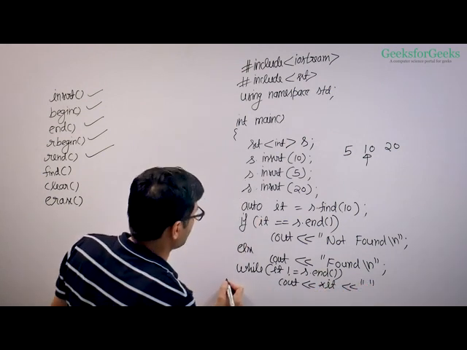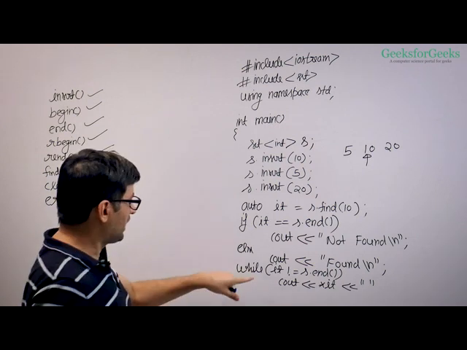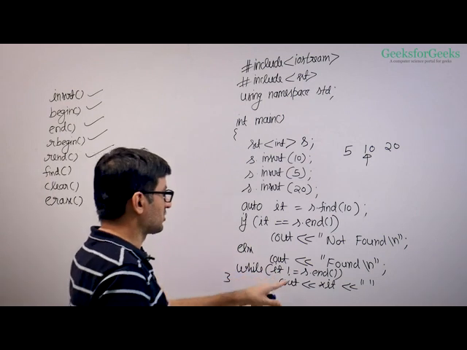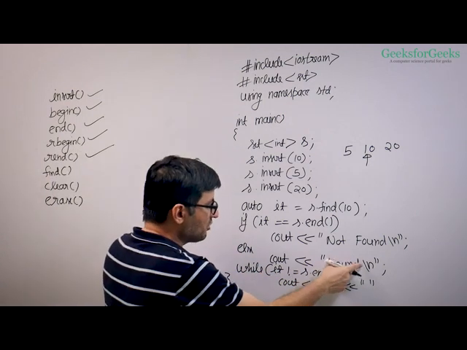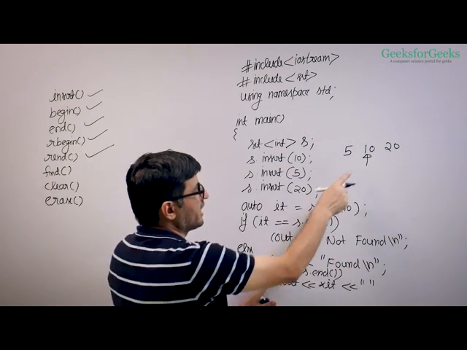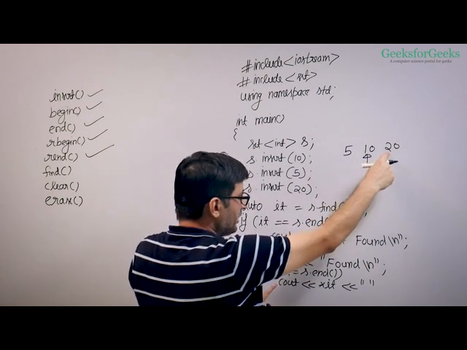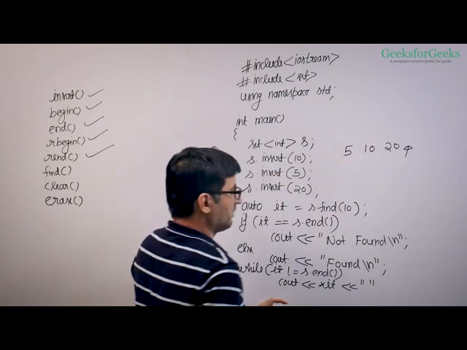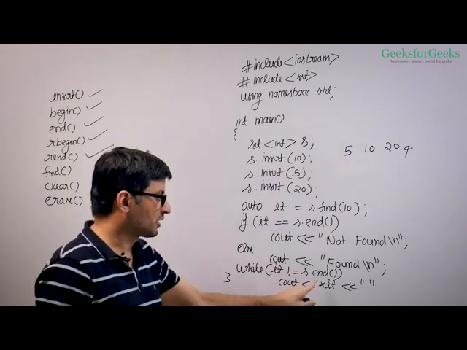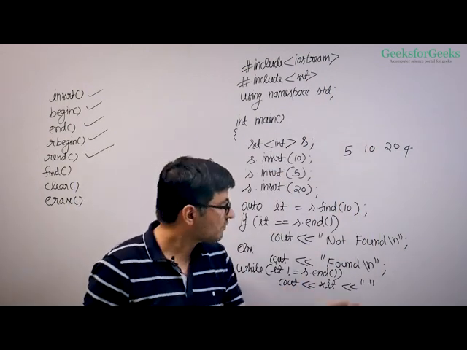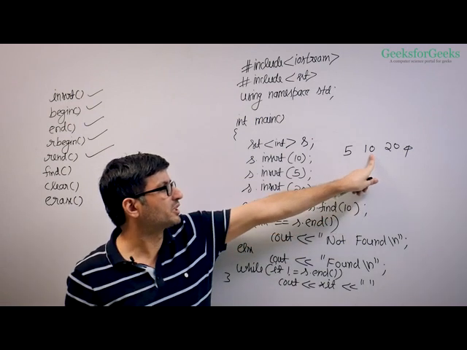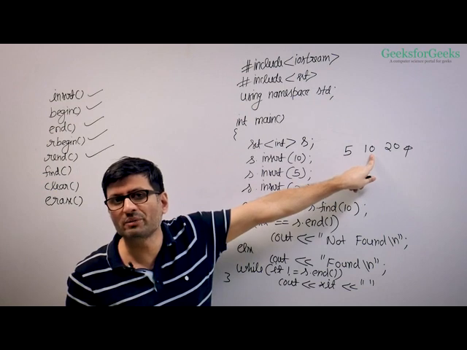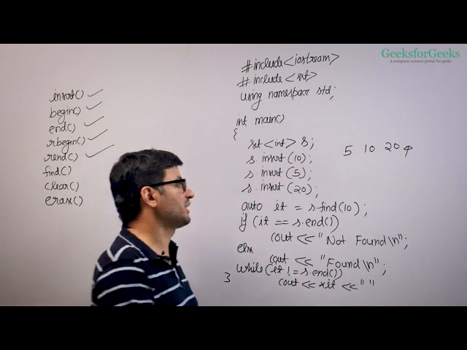Now this program will print everything after this iterator, including this iterator. So this program will print found, then it will print 10, and then it will print 20. After printing 20, your iterator will move to s.end, and then it will stop because it reaches s.end. So if your element is present, then it returns an iterator pointing to that element. If not present, then it returns end.